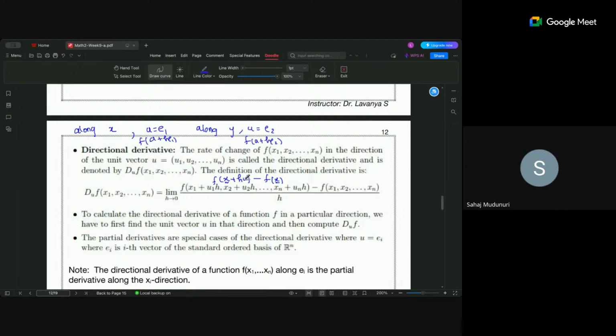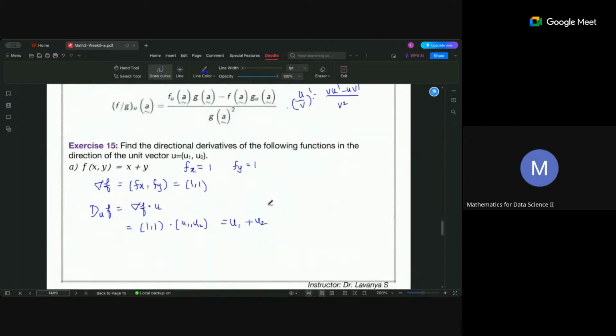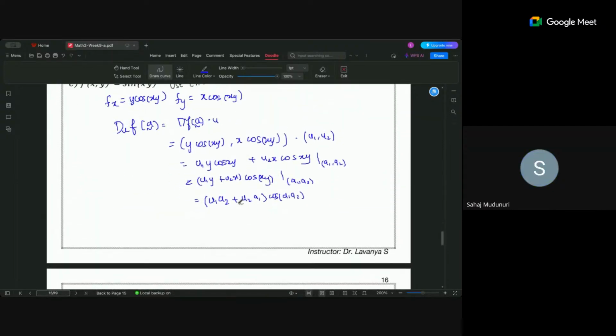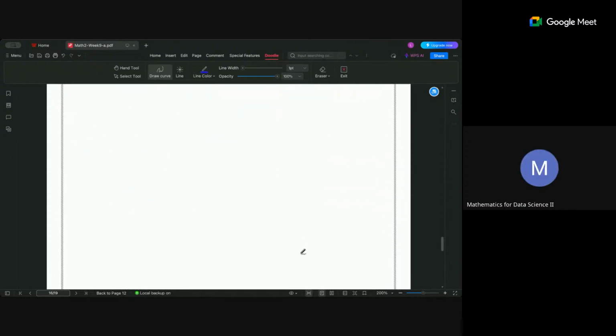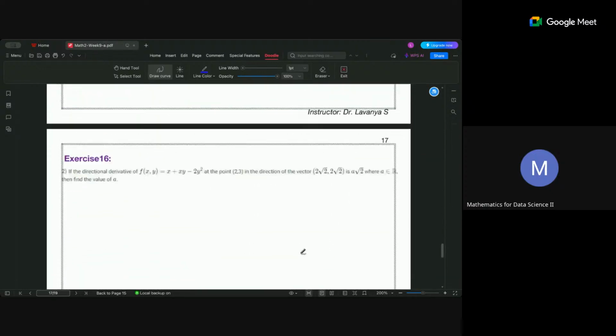Oh, okay, ma'am. With respect to what vector did you compute just now the directional derivative? See, what is u? I have not taken any specific one. u is just u1, u2. I have considered it generally. Oh, okay, ma'am. Understood. So we can put any unit vector and get the directional derivative. Okay. So I guess I have only this and one more problem left.